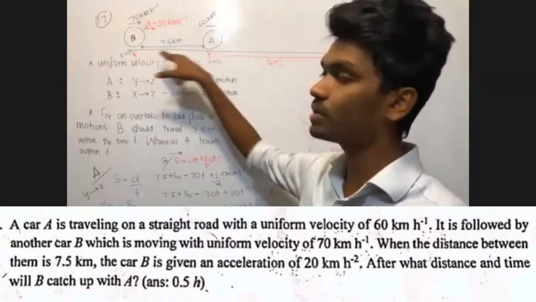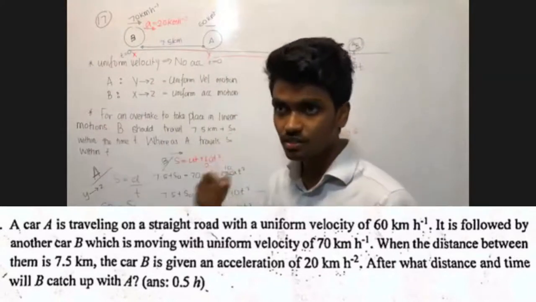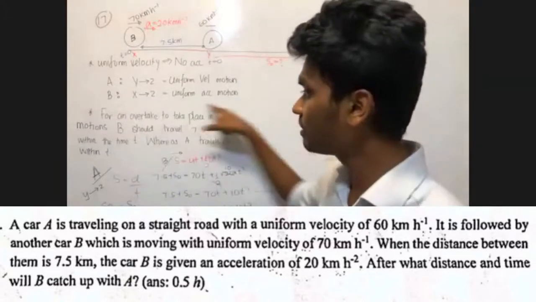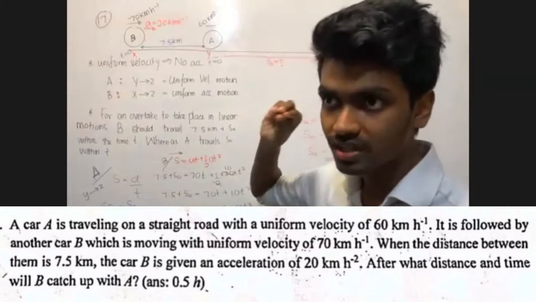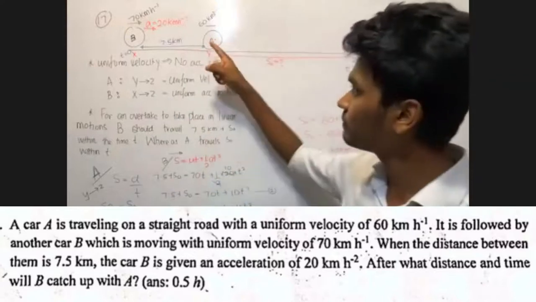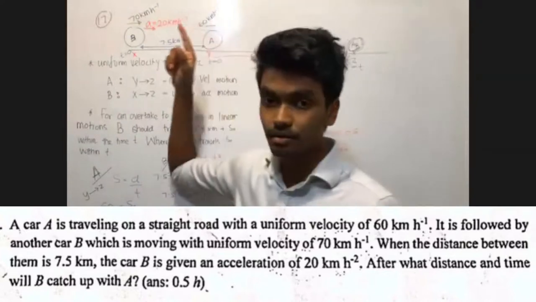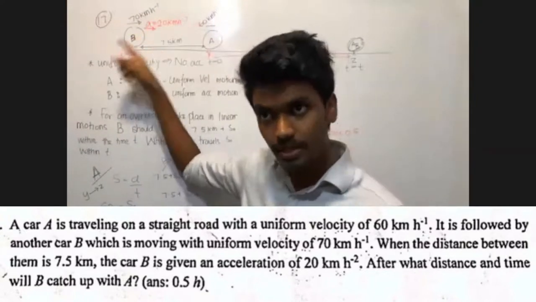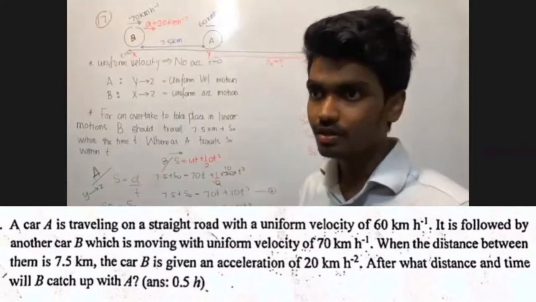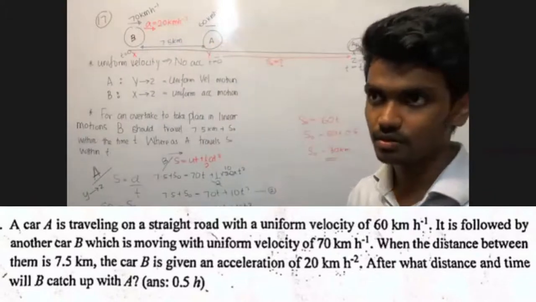Initially, the distance between these two guys was 7.5 kilometers, right? So what happens, the condition to overtake, always remember, this is the condition, box this out and remember. The condition to overtake is, within T time, if A moves an S naught distance, then for B to overtake A, within the same T time, it should travel a distance of 7.5 plus S naught.